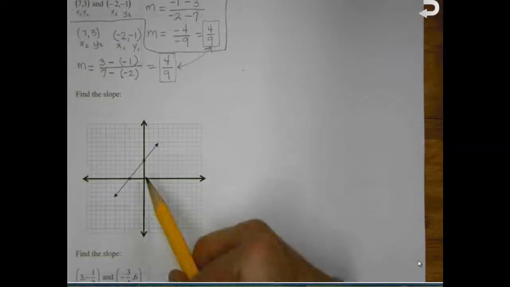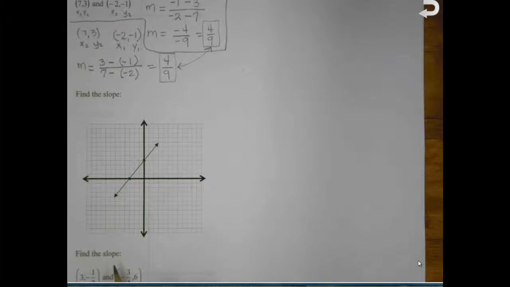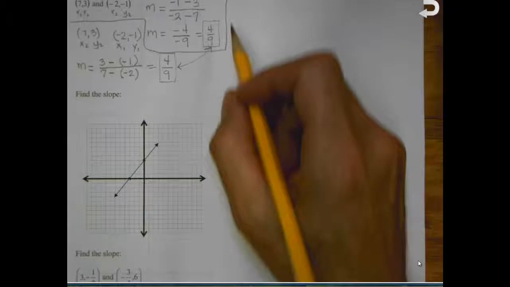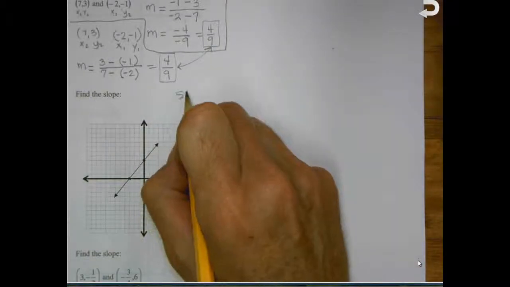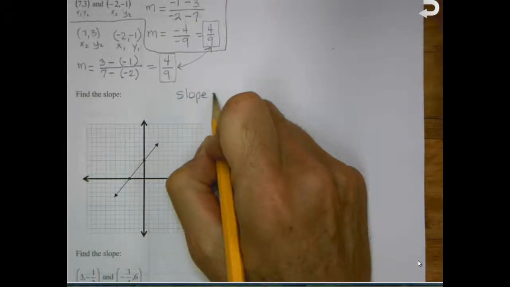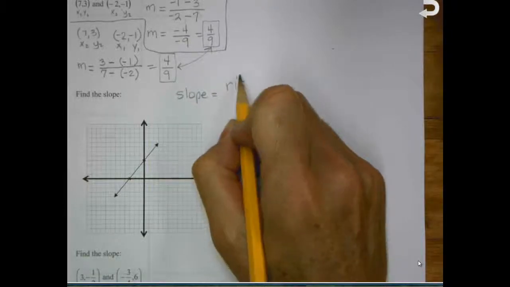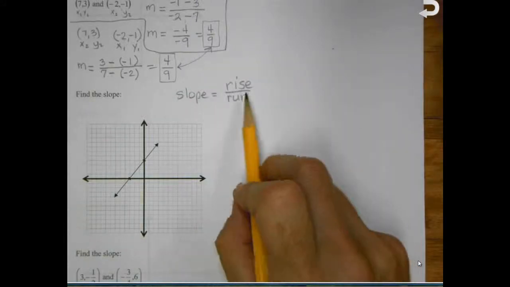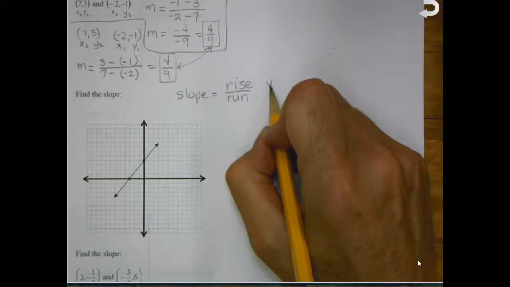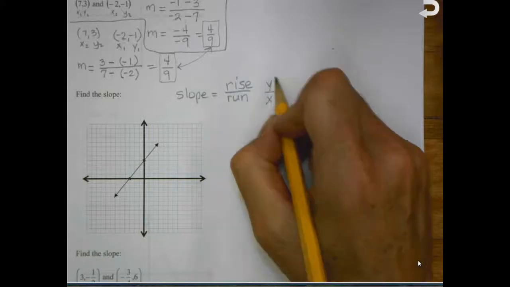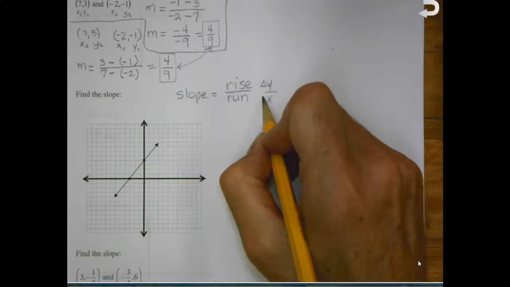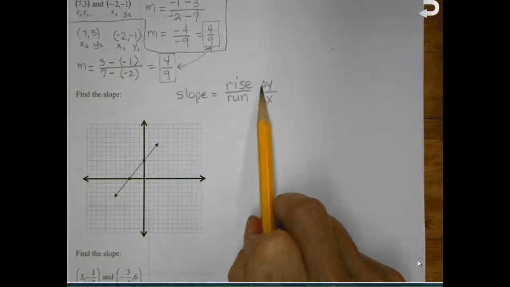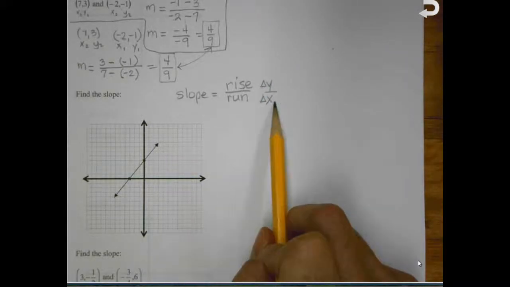Now, what if I have a graph? I'm asked to find the slope, and I don't know any of the coordinates on the graph. There's a couple of ways that I can proceed. If I remember that slope is always going to represent the rise over the run, and you may have heard that before. The rise is always going to talk about the y direction, and the run is always going to talk about the x. And we're talking about the change in y and the change in x. So I'll put in the little Greek delta, which means change. So change in y over change in x.